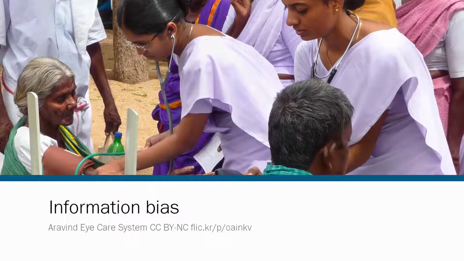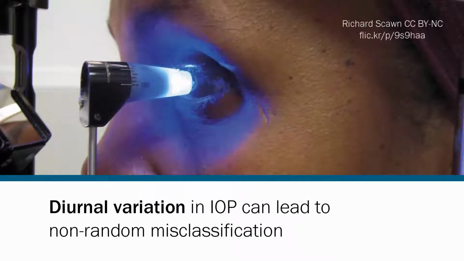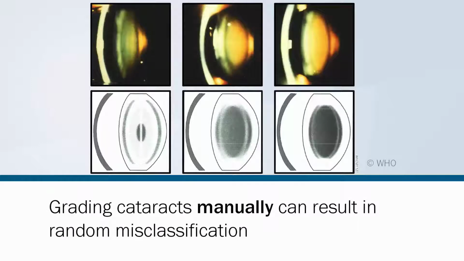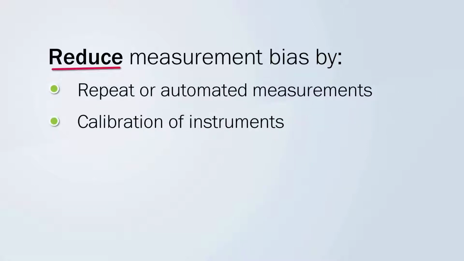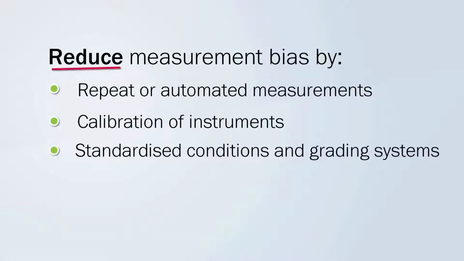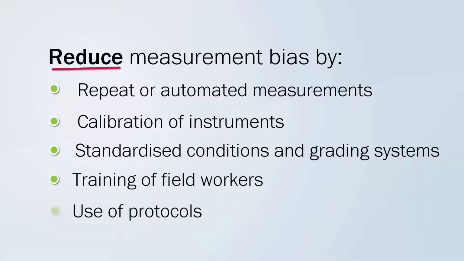Let's show this through two quick examples. The diurnal variation we see in a participant's intraocular pressure can lead to a non-random misclassification, as intraocular pressure always varies in the same direction. Grading cataracts manually can result in random misclassification. These types of measurement bias can be reduced by repeat measurements and calibration of the instruments, use of standardized conditions and grading systems, training of field workers, and use of protocols.